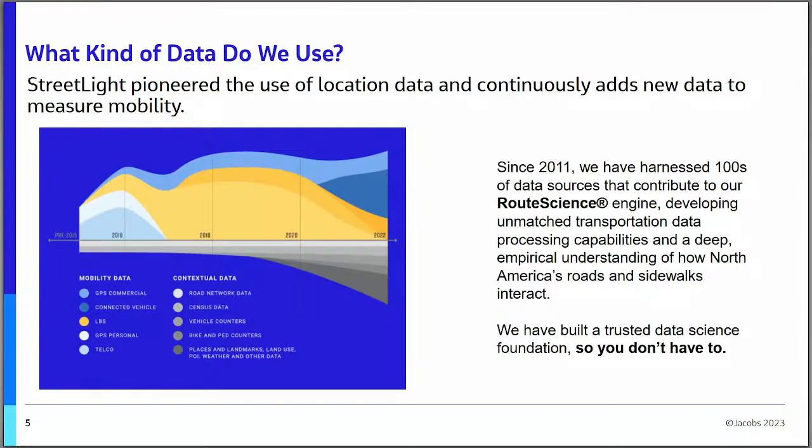So what kind of data do we use here? I talked a little bit about it, but since 2011, we have harnessed hundreds of different data sources that contribute to our processing engine. This is developing unmatched transportation data processing capabilities, and we're really building a deep empirical understanding of how North America's roads and sidewalks are interacting together. But it's not really simply about the data itself. Rather, we're distilling massive amounts of transportation data into actionable insights so that you can make informed decisions on how to change your roads.